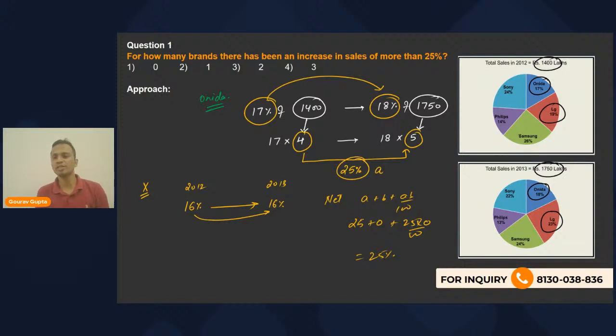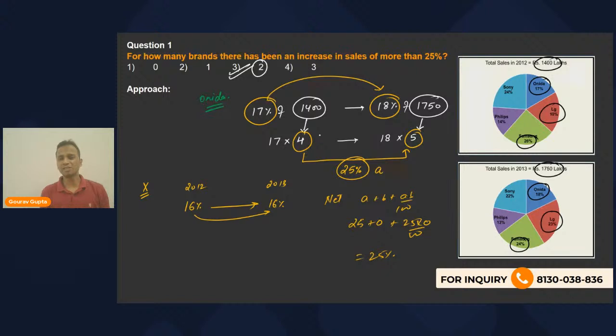Samsung, the percentage share is falling. Initially it is 26 and now it is 24. So the percentage value has fallen. So the net percentage change in Samsung, Philips and Sony, all of them will be less than 25%. So the correct answer for this question, for how many brands there has been an increase in sales of more than 25%, there are only two brands, Onida and LG, for which this will happen. All right. So the correct answer for this question is option 3.